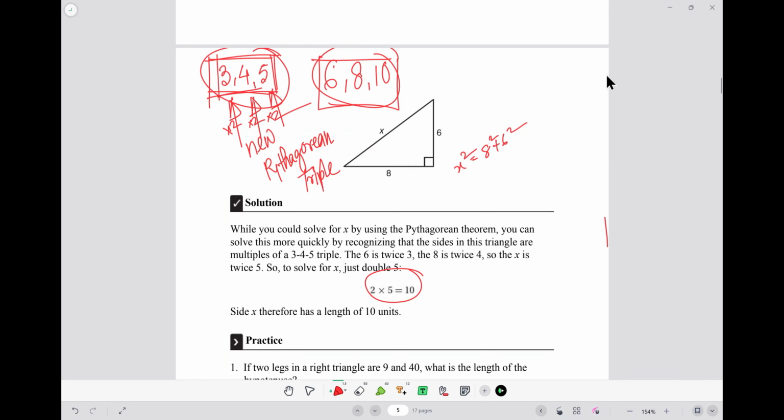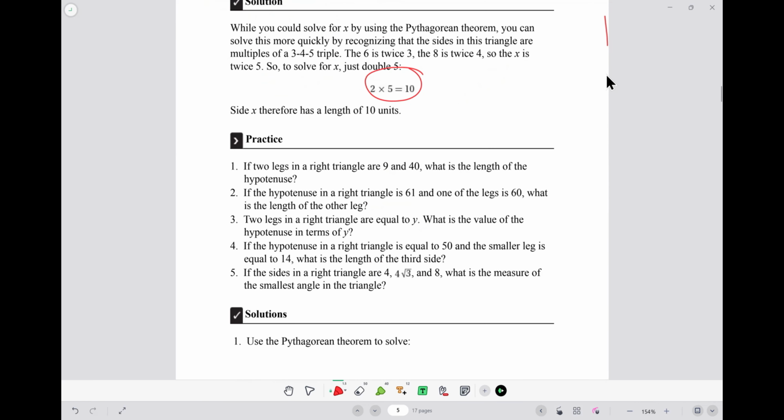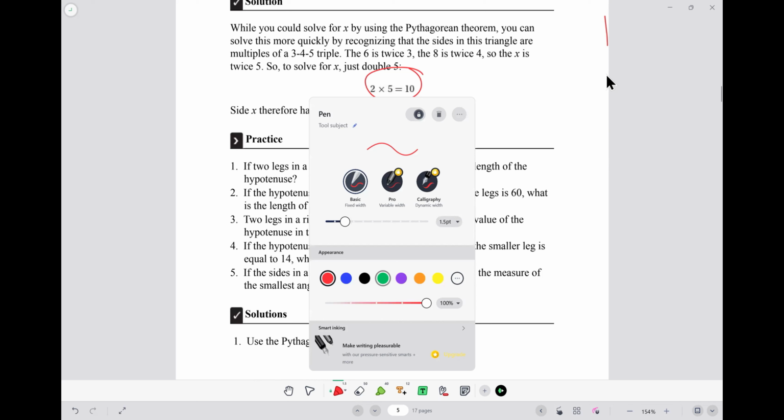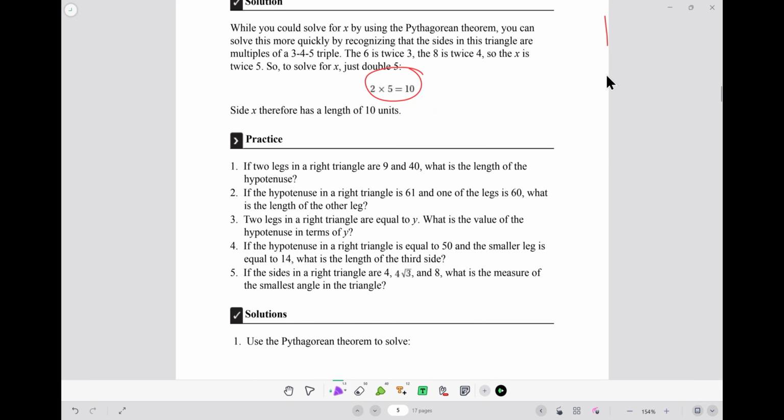You got me? Do you have any question? No, not so far. Okay, all right. So we have some practice problems. Let's look. What are the practice problems?